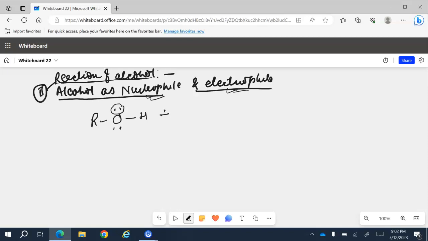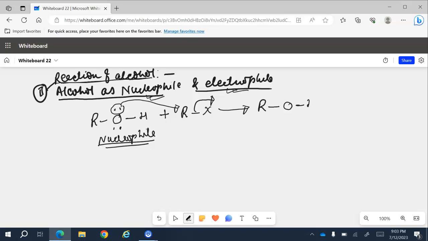Whenever it behaves as a nucleophile, for example, it can react with an alkyl halide to give the SN substitution reaction. So this will attack on the R group and X will leave as the leaving group. In this case, alcohol is behaving as a nucleophile. The result is ROH, as it is here, with R prime attached. You see X has already left as the leaving group.